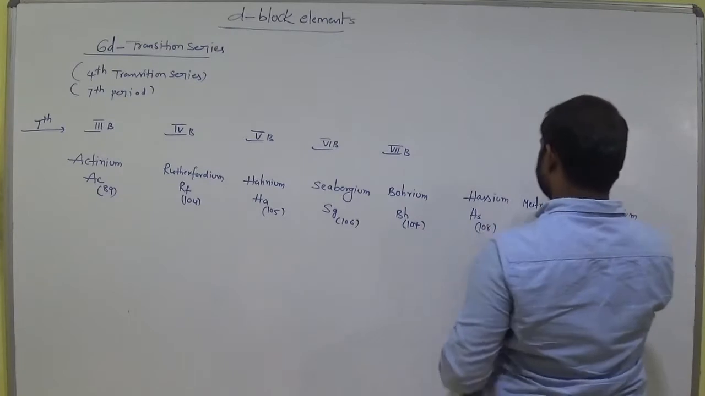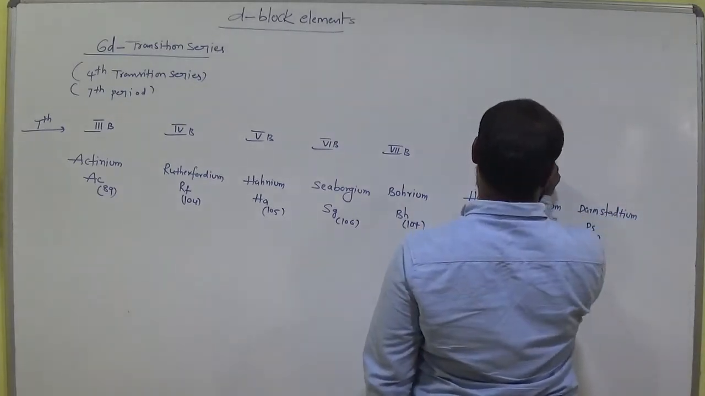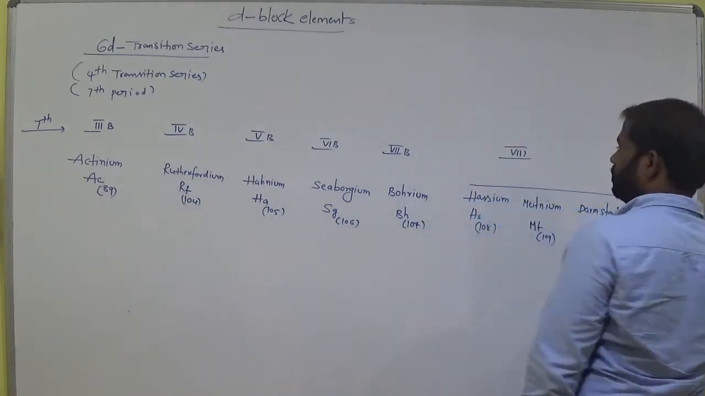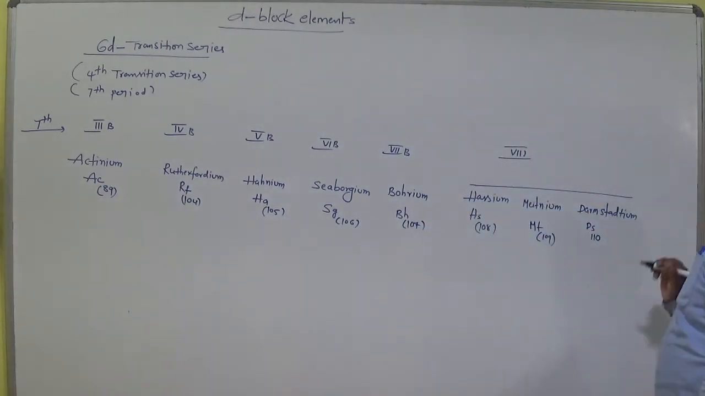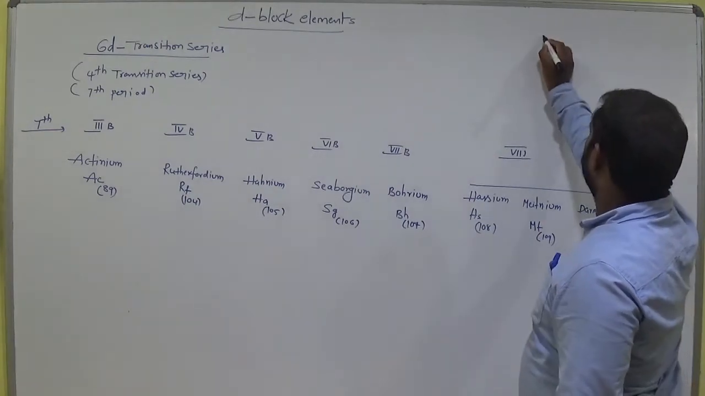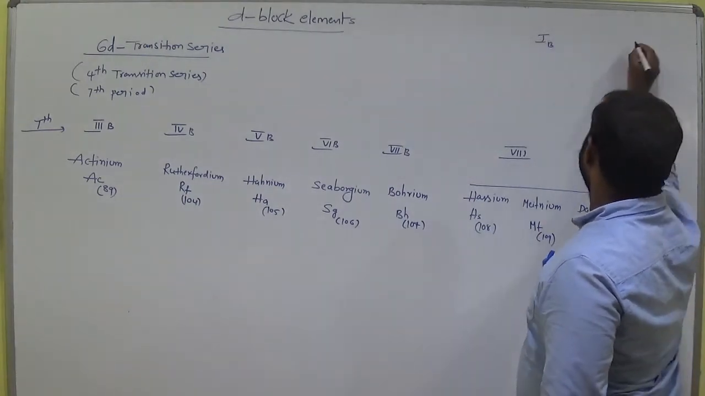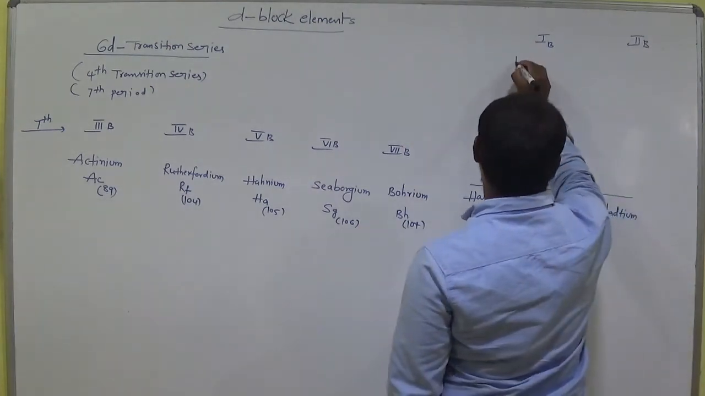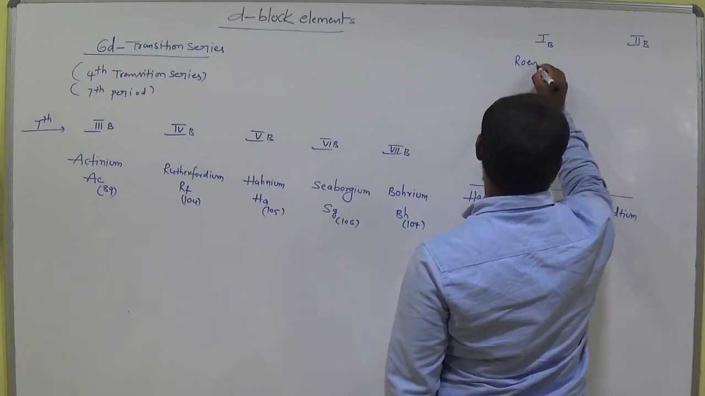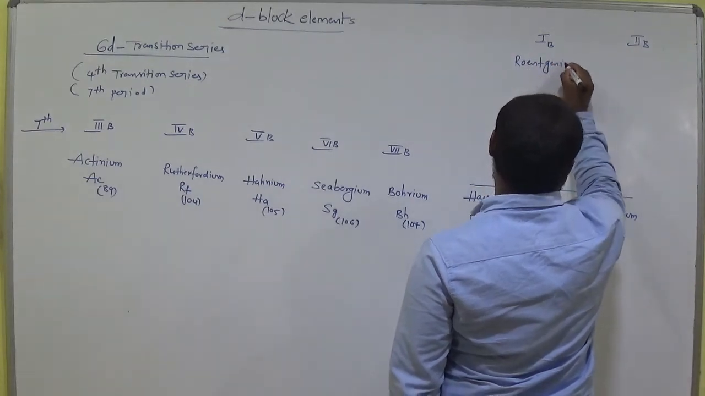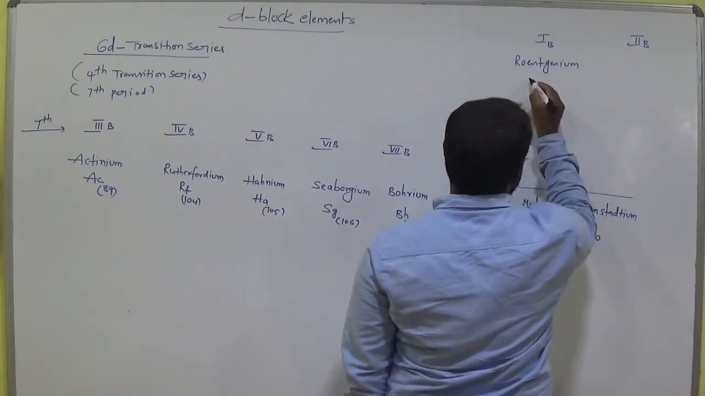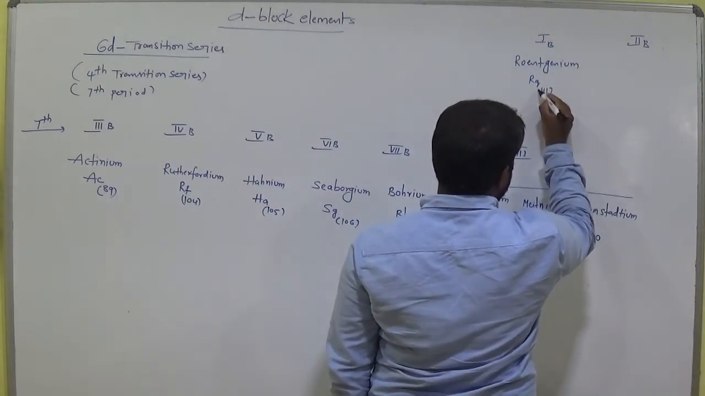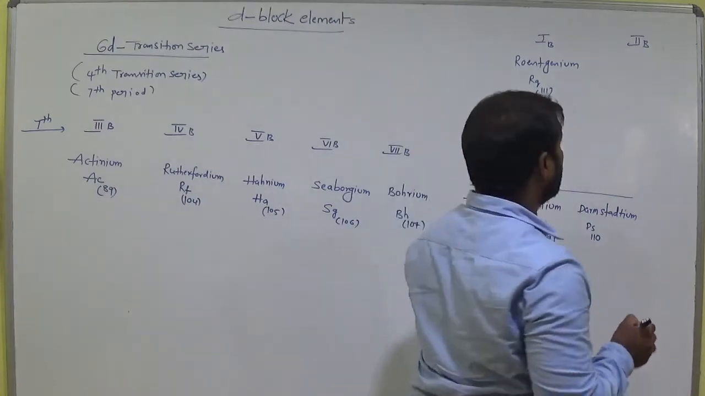These three belong to the 8th B group here. And after this, we have first B. That first B and second B is Rentgenium, that is Rg, atomic number 111. Rentgenium we call it.